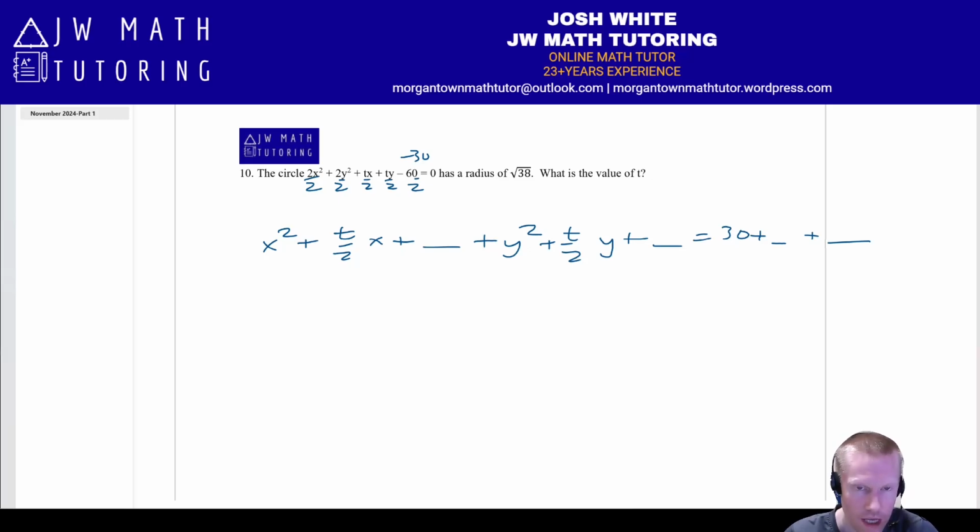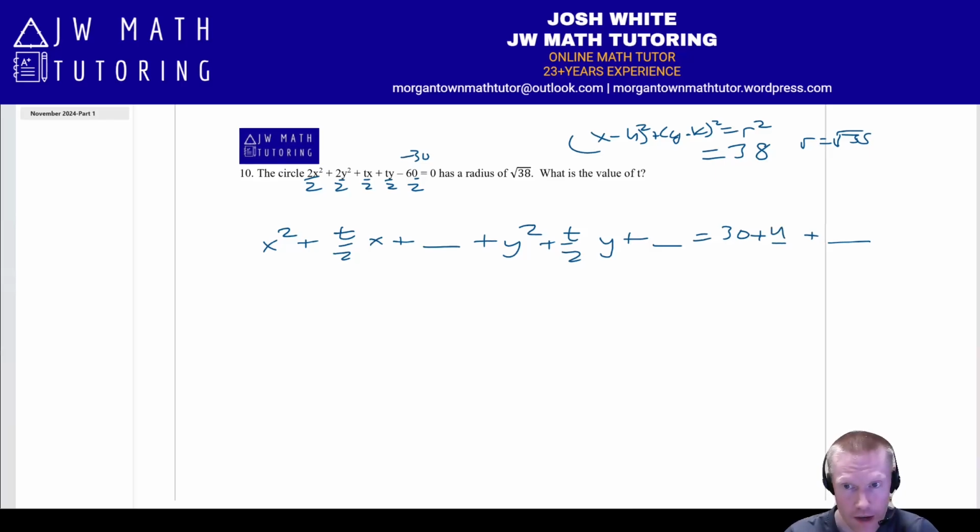Basically the way that you're going to think about this is that you need to make 38 on the right side, right? Because if the equation is equal to 38, then that's the r squared value in the standard form equation of a circle, (x minus h) squared plus (y minus k) squared equals r squared, and then r would just be the square root of 38. All right, we already have 30. That means we need to add 8 to that. So these two blank spaces together need to add up to 8.